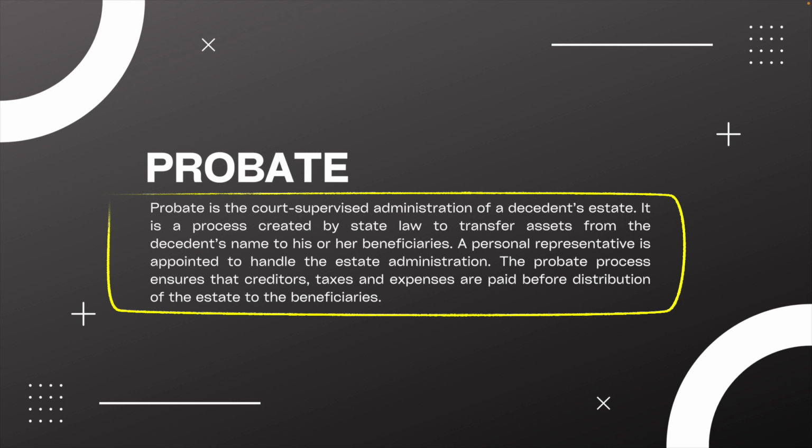Let me slow that down and say it one more time, because this is the crucial part about the probate process. It is a process created by law to transfer assets from the decedent's name into the name of his or her beneficiaries. Oftentimes we see this when individuals have bank accounts or a house that's in the decedent's name, and the beneficiaries contact our office because they need to change the name from the decedent into the name of the beneficiaries. The process we go through to get that done is a court-supervised process called probate. A personal representative is appointed to handle the estate administration in some cases. The probate process ensures that creditors, taxes, and expenses are paid before distribution of the estate to the beneficiaries.